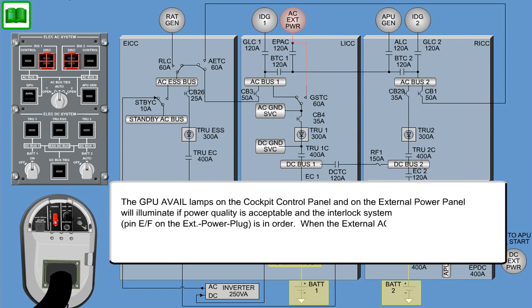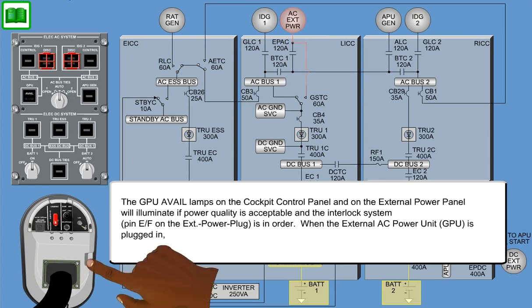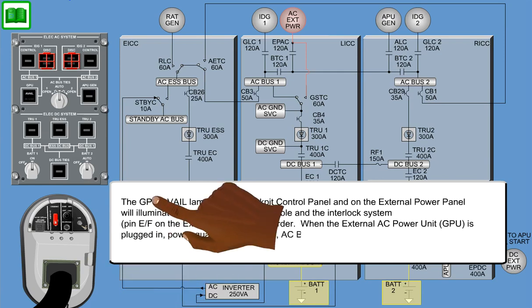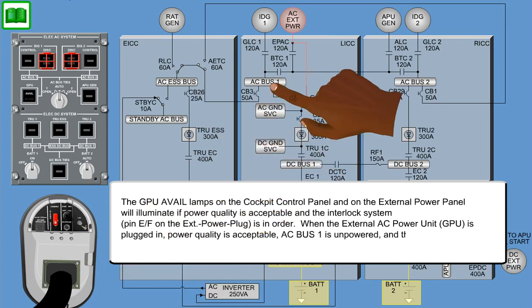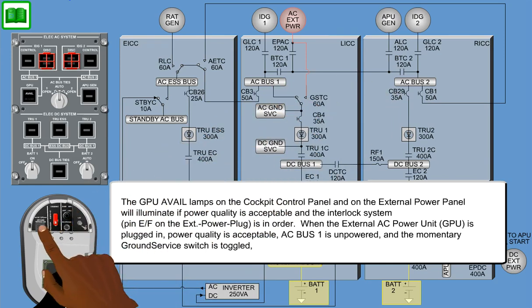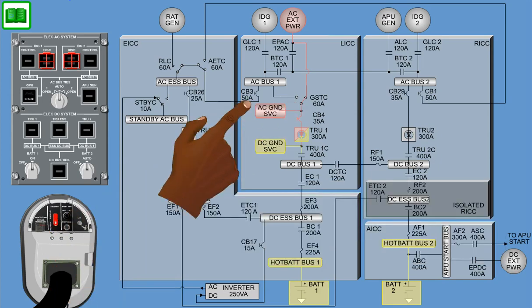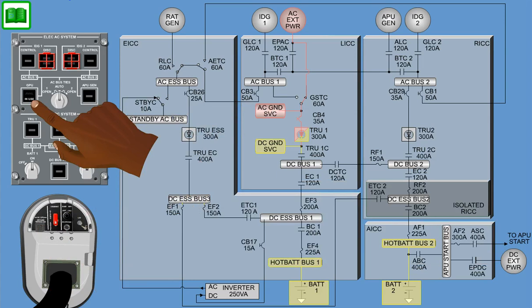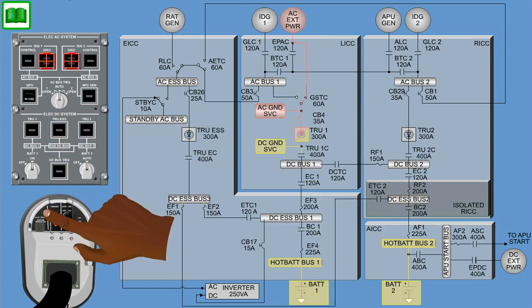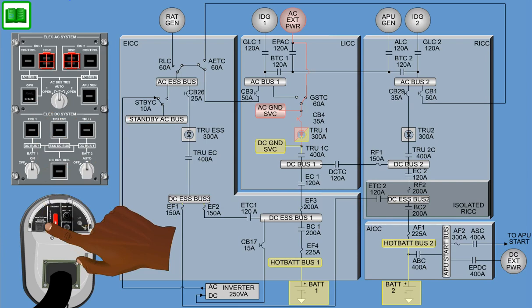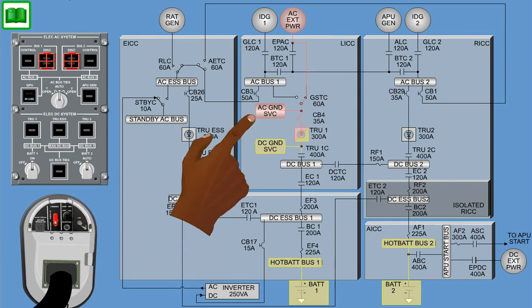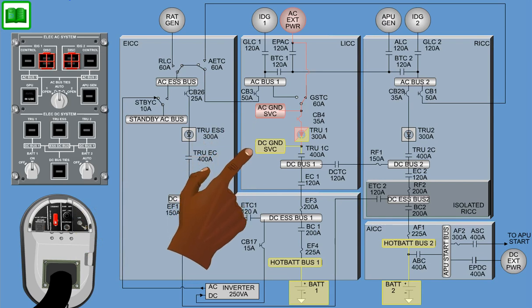When the external AC power unit is plugged in, power quality is acceptable, AC bus 1 is unpowered, and the momentary ground service switch is toggled, the ground service transfer contactor will close. The GPU in-use lamps on the cockpit control panel and on the external power panel will illuminate with the ground service transfer contactor closed. This closure of the GSTC results in only the AC ground service bus and the DC ground service bus being powered.